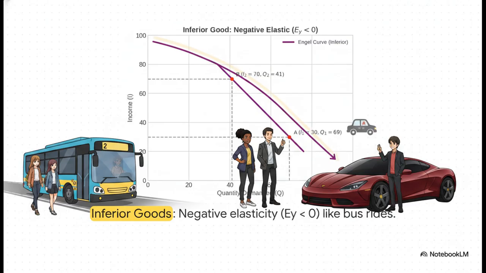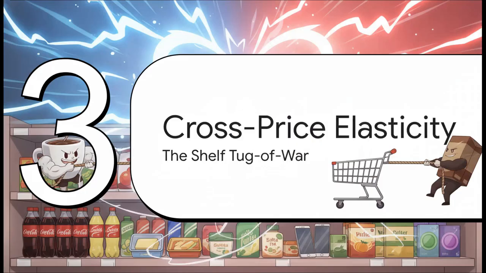A perfect example is bus rides. As a person's income climbs, they drop low-cost public transit to buy their own car. Or maybe they just start using ride-sharing options instead. Let's move to Section 3 and see how this builds.